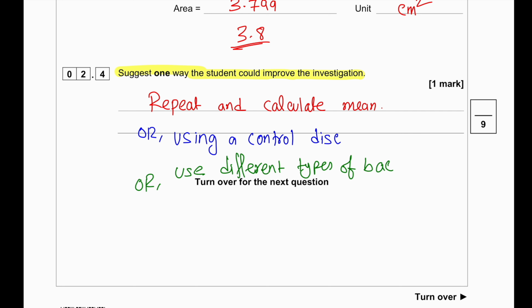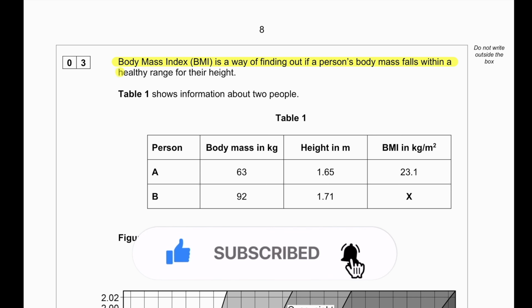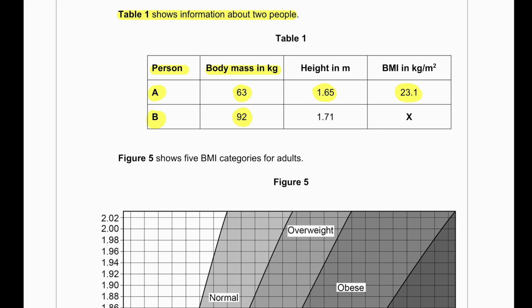Body mass index, BMI, is a way of finding out if a person's body falls within a healthy range for their diet. Table 1 shows the information about 2 people. We can see person A who has a body mass of 63 kg, a height of 1.65 and a BMI of 23.1. Person B has a body mass of 92 kg, 1.71 is his height and the BMI is unknown.